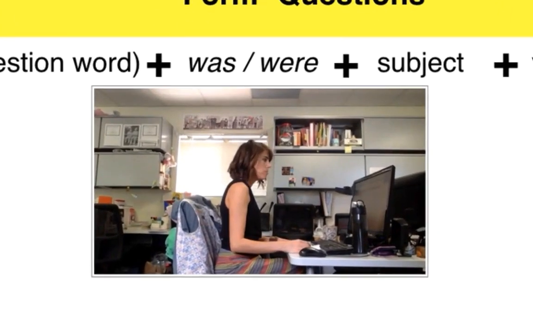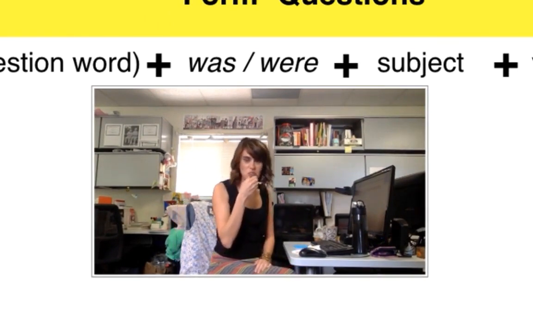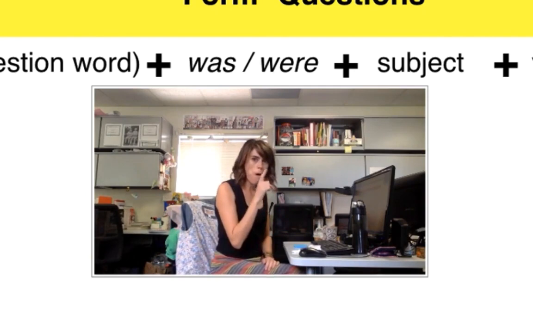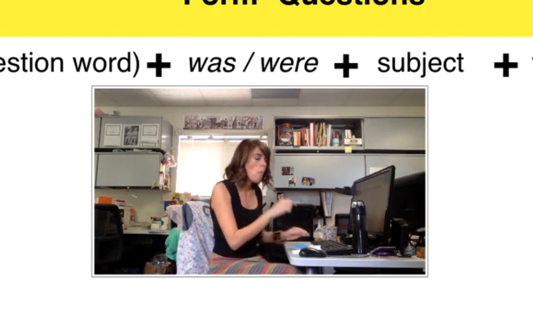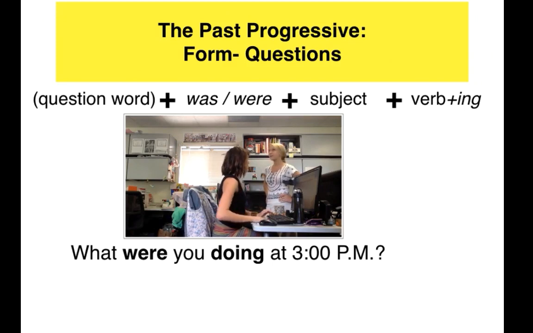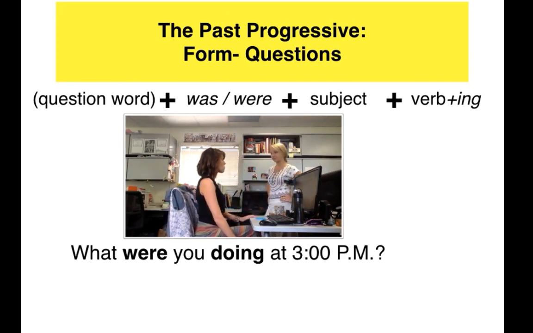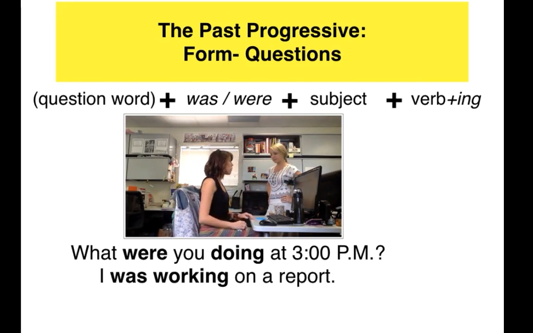To make a question in the past progressive, we need a question word, if relevant, was or were, the subject, and a present participle. For example, excuse me, what were you doing at 3 p.m.? That's when I was away from my desk and someone stole my chocolate. I didn't do it. I was working on a report, so I didn't steal your chocolate.